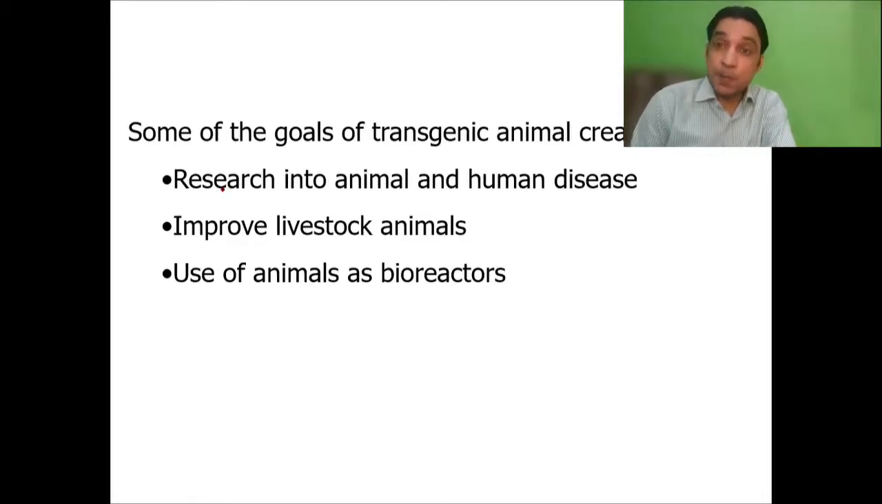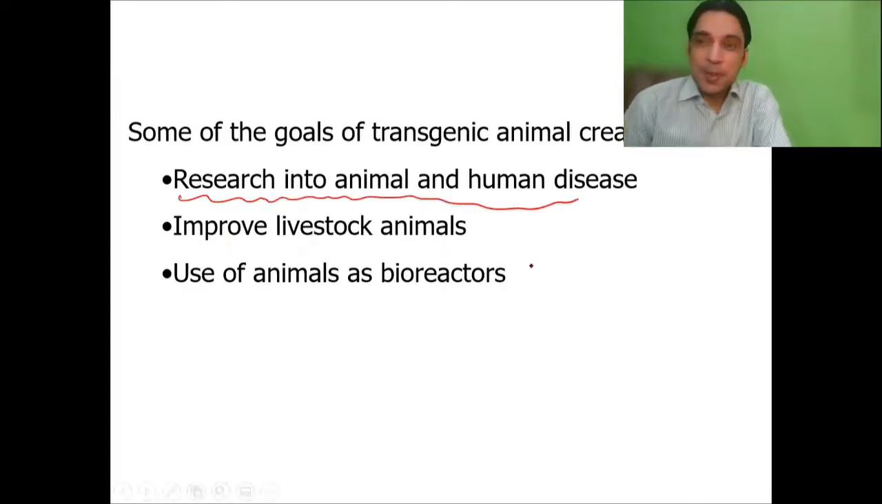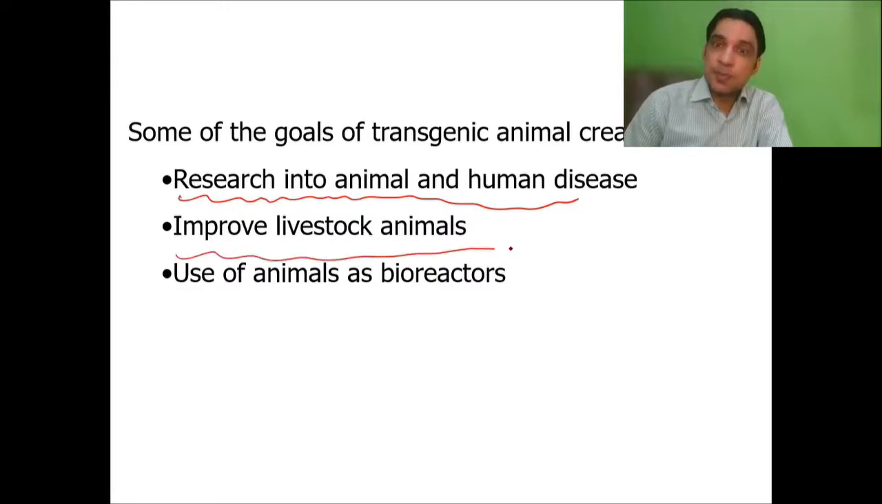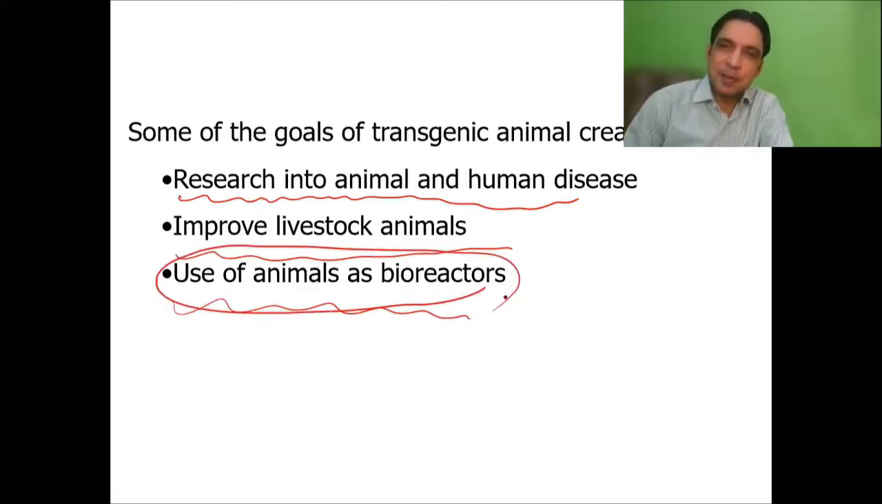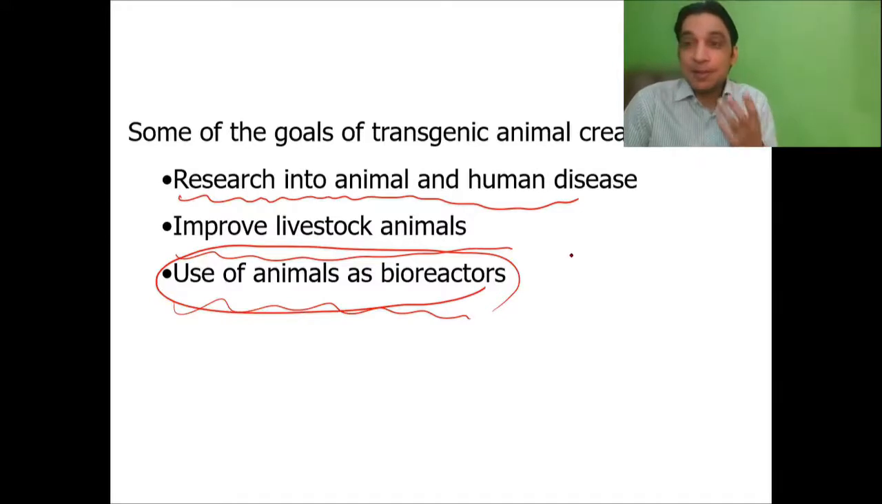So the original purpose is research. What was the original purpose of transgenes? That was to research, to study the function of the gene, to help humans avoid certain diseases, to improve livestock animals, to increase cash crops, and to use animals as bioreactors. That's a little bit unkind. That is a little bit unkind. Using life in another organism to produce the things of your own choice.